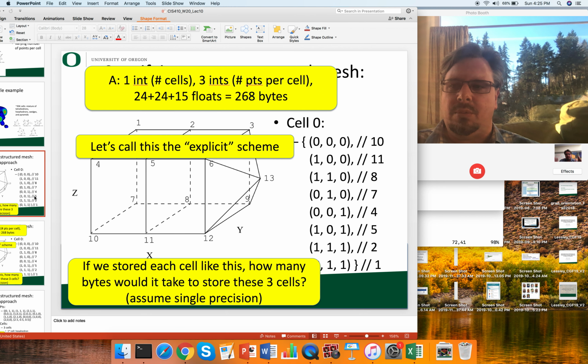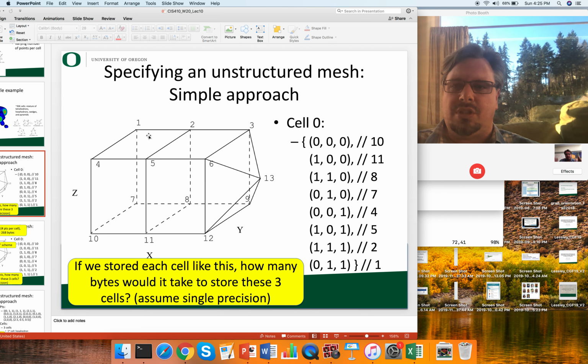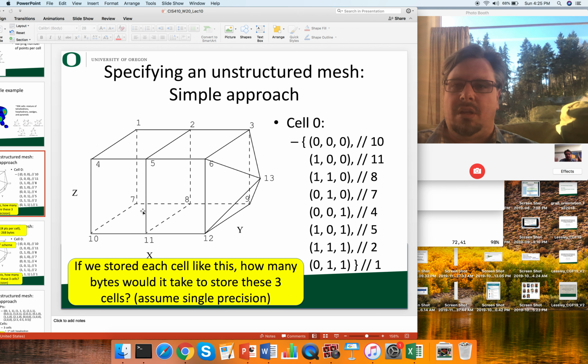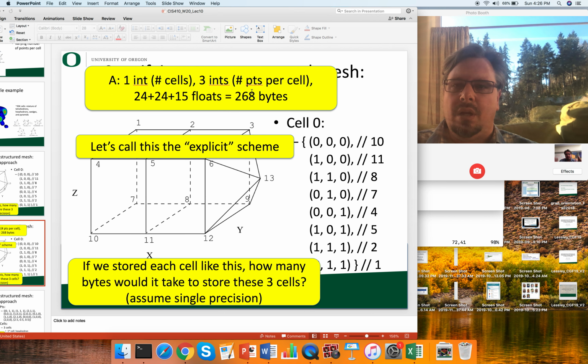So again, I'm not going to restart the video, but the explanation I was doing was only for cell 0, that this would be 3 times 8, 24 values for this one, and then 15 for that one. And then multiplying each of the floats by 4 is 268 bytes. And then it also looks like I have these 3 ints, which is saying the first cell is a hex, the second cell is a hex, the third cell is a pyramid, and then one more integer in there, which is how many cells there are total.